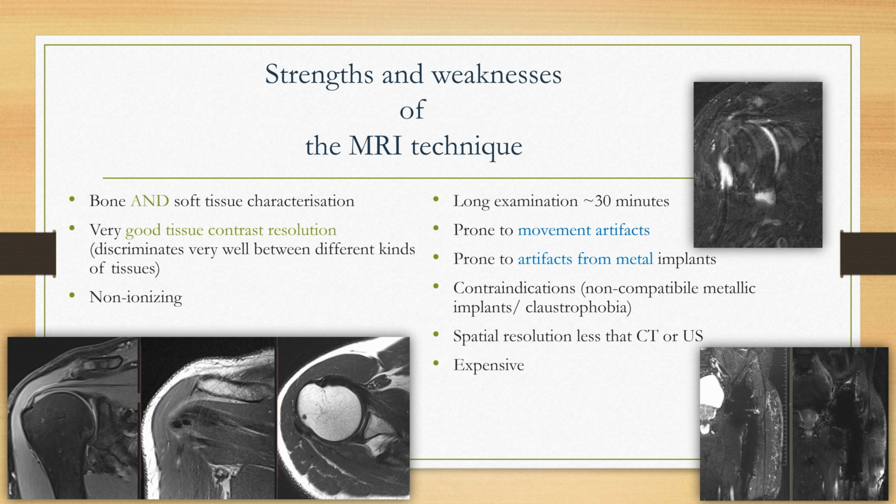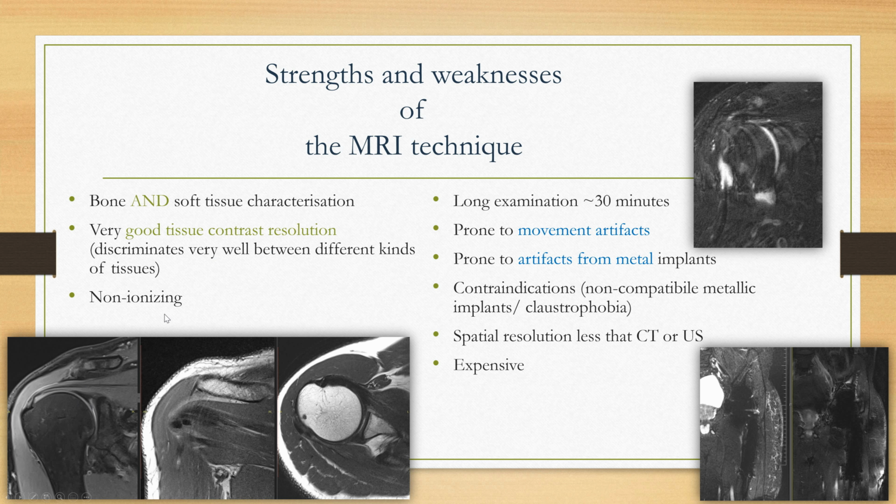About strengths and weaknesses of the MRI technique, you know that MRI is very good for bone and soft tissue characterization. It is very good because it has a good tissue contrast resolution. It discriminates very well between different kinds of tissue. You can see here all the structures. You can see the bone, trabeculae, you can see calcification, you can see tendon fibers, you can see fluid in a subacromial bursa, you can see a labrum, and you can see cartilage.